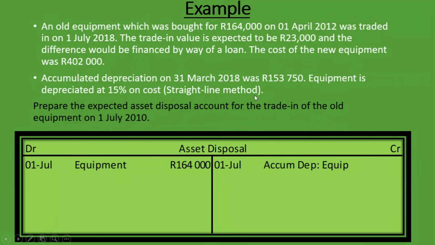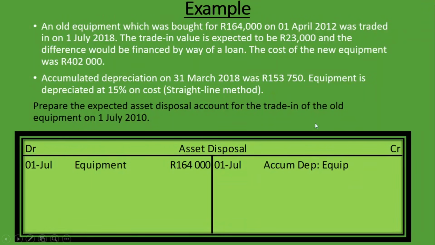Now if we disposed of this asset on the 31st of March 2018, this is the amount that we would have used. But we disposed, or we traded in this equipment on, we're told here, the 1st of July 2018. So there's a difference. Between the 31st of March 2018 and the 1st of July 2018, we still need to account for that depreciation. Now remember, we are given the accumulated depreciation at the beginning of the period, which we assume is the 31st of March 2018, and from that period to the time we disposed of the asset, which is the 1st of July 2018, we need to calculate that depreciation.